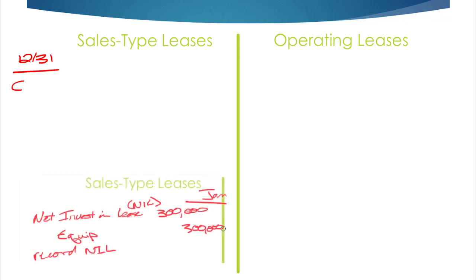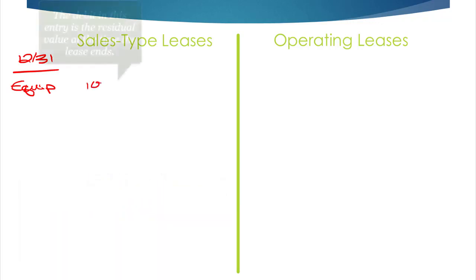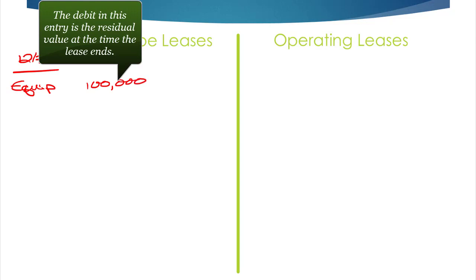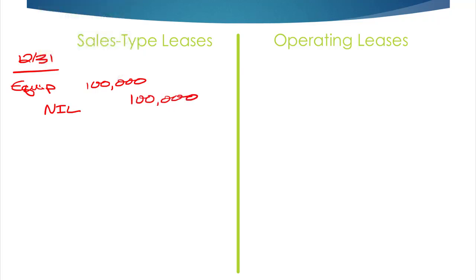So we originally recorded this as equipment. That was our initial credit when we gave this asset to our lessee. And we think that's worth $100,000. Then we'll credit our net investment in leases. And this is the return of our leased asset.